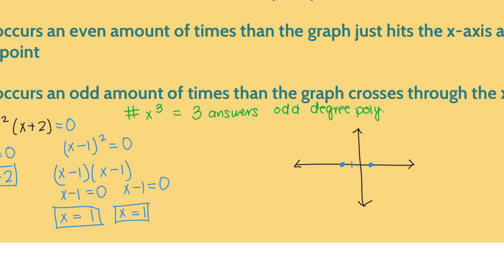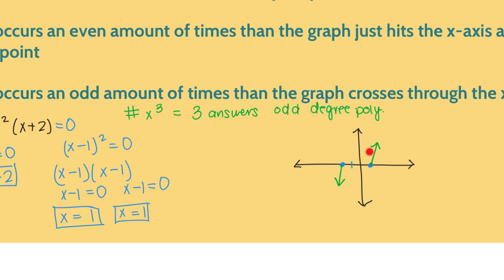And a dot on 1. Now, because I have an odd degree, odd is telling me my arrows are in the opposite direction. And because my number is positive, it's going down and it's going up. Okay, this is where my end behaviors come into play. This is telling me that this is what my end behaviors are going to look like.